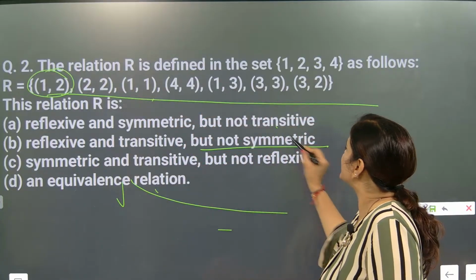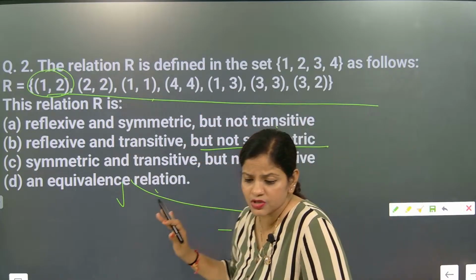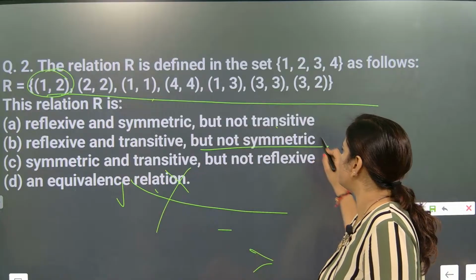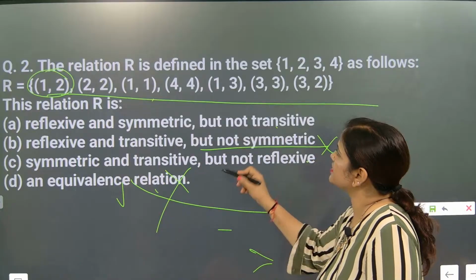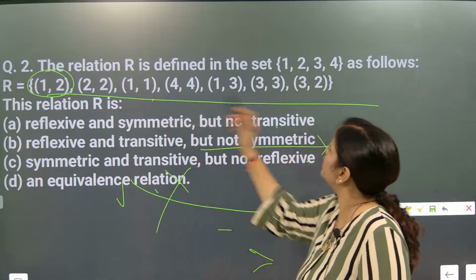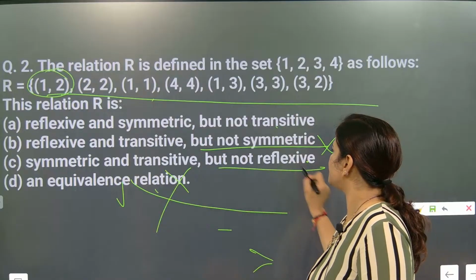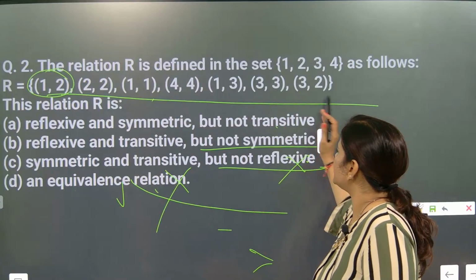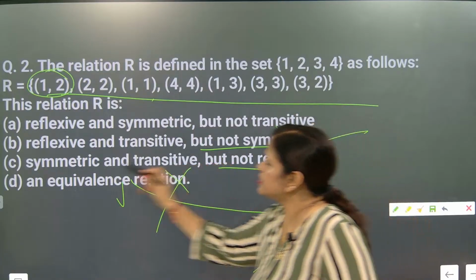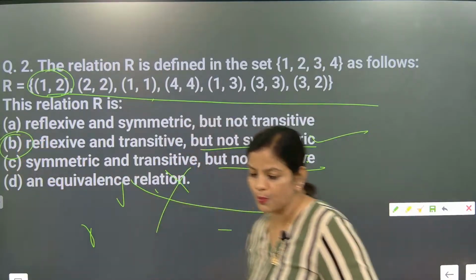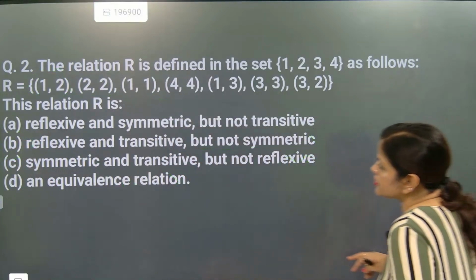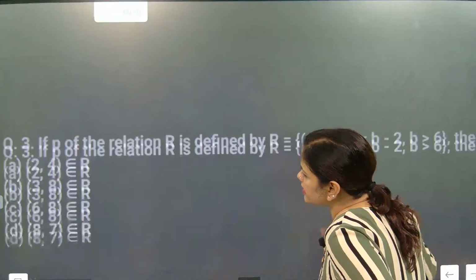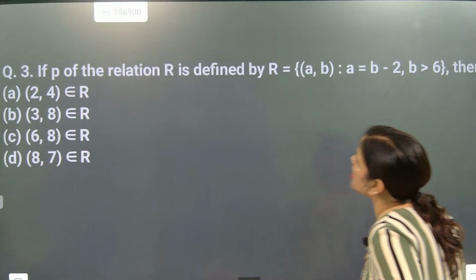So definitely symmetry is not there, and in any other option it is not there. Equivalence is cancelled when symmetry is not there. But not reflexive? It is 100% reflexive because 1, 1, 2, 2, 3, 3, 4, 4 is there. So this reflexive part is wrong, but the not symmetric part is correct. So option B is the correct answer. Superbly attempted, Joshika, correct. Now go for the next question, and your time starts now.